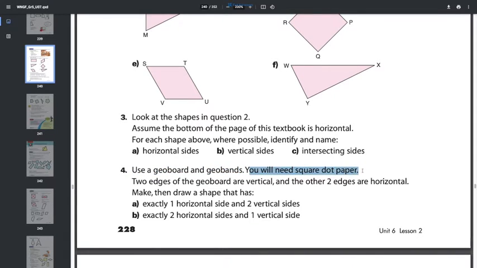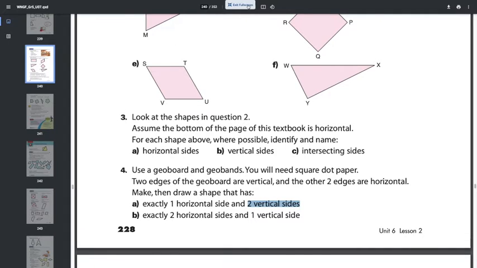You'll need square dot paper as well. So we don't have the square dot paper in like hard copy. We don't have the geoband tool, but we do have something better, which is the Mathagon Polypad. So what it wants us to do here is consider how the two edges of our Polypad are vertical, yes, and two edges are horizontal. So with that in mind, we're going to draw some shapes. So we're going to need a shape that's exactly one horizontal side and two vertical sides. So for me, I feel like the only way I could do that is if I make a four-sided shape.